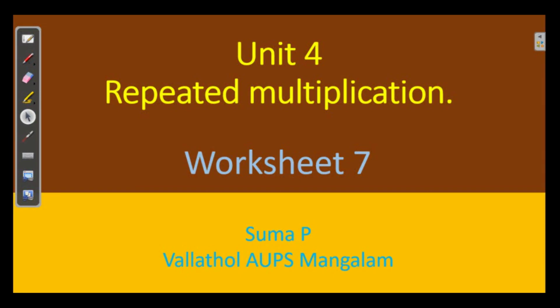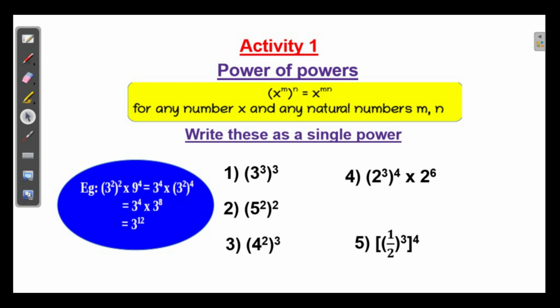Hi, repeated multiplication. The first activity is on power of powers, which is the power of powers rule: (x^m)^n is equal to x^(mn). Here mn means m into n, for any number x and any natural numbers m and n.